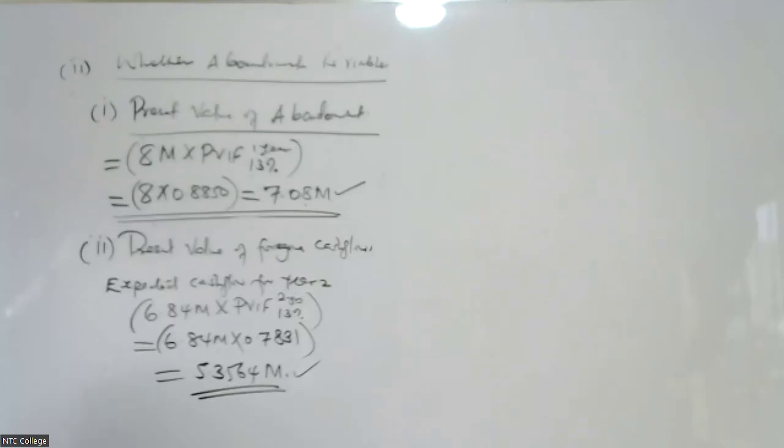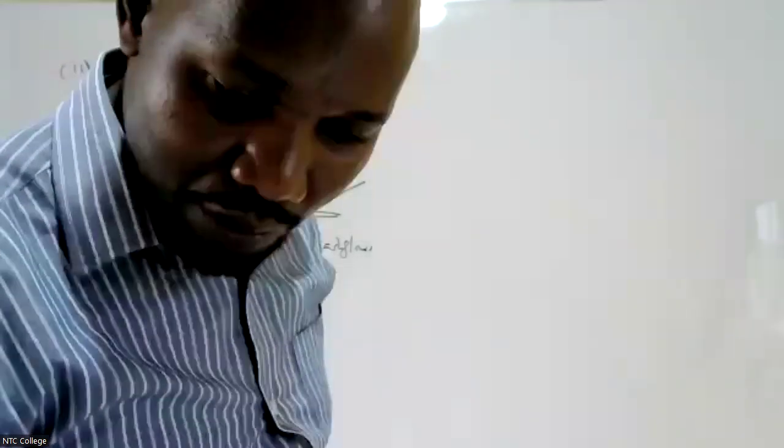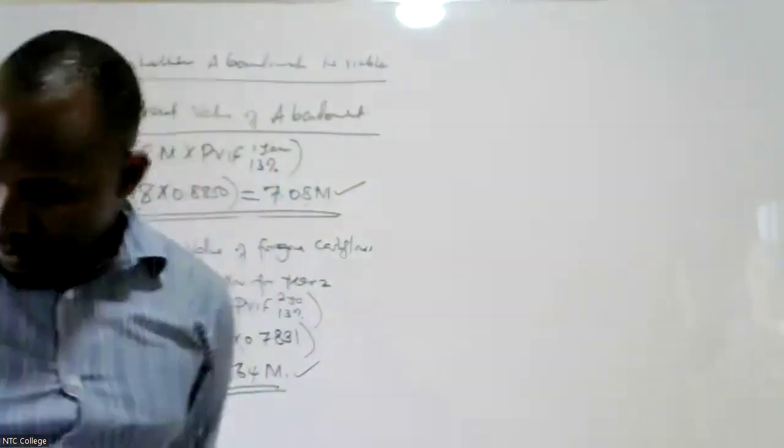So what is your conclusion now? You say that abandonment is a viable option. Abandonment is viable because the present value of abandonment is more than the present value of foregone cash flow for year 2. So it is viable.